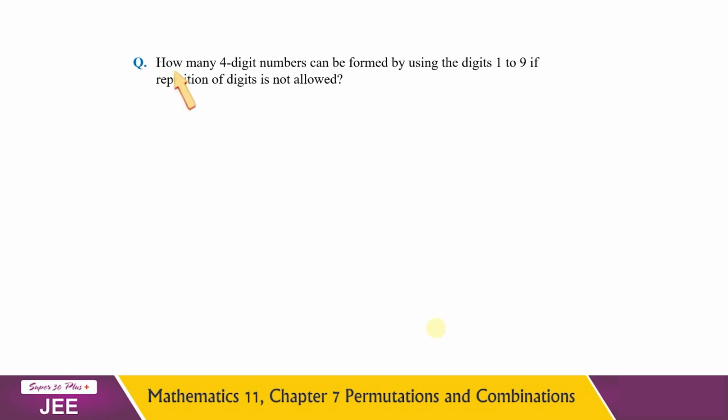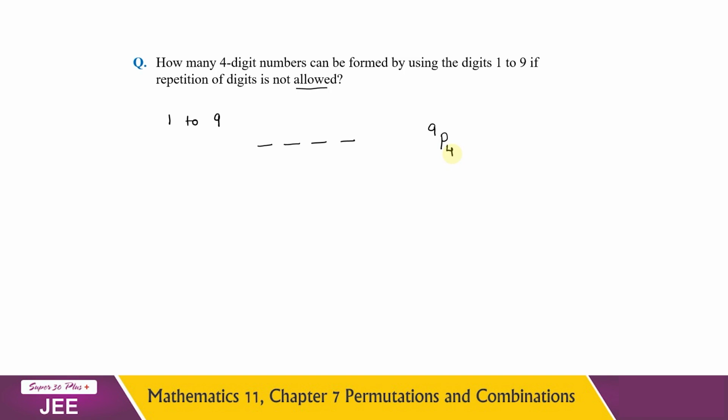The next problem says, how many 4-digit numbers can be formed using the digits 1 to 9, if repetition of digits is not allowed? Students, please make a note that repetition of digits is not allowed. So we have been simply asked how many 4-digit numbers can be formed if we have digits from 1 to 9. In all I have 9 digits and out of these 9 I have to permute or arrange 4 digits. So this can be done in how many ways?